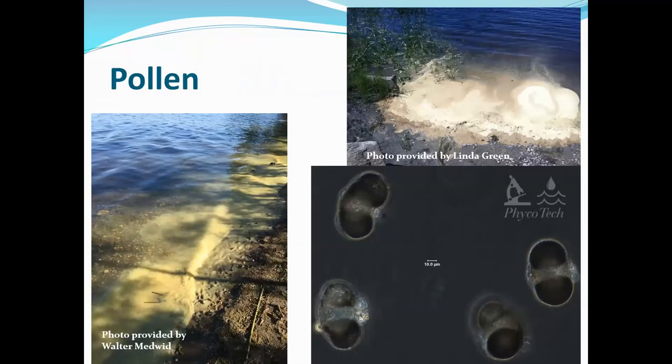So non-toxin producing, you get things like pollen. It gets white or yellow on the water surface, and not all the pollen, there's ragweed and other things, but most of the pollen is pine pollen. And it looks like little Mickey Mouse ears. It's awesome.